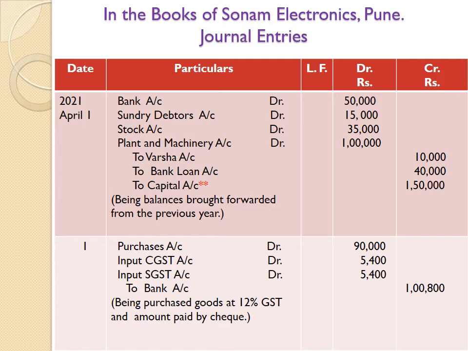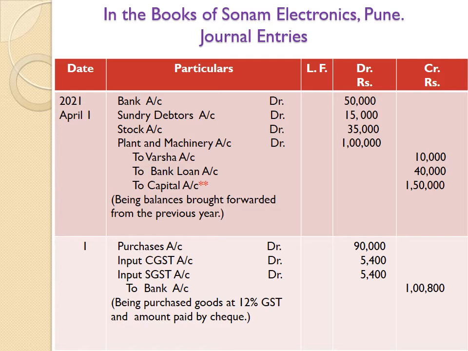The balances having debit balances are debited, the balances having credit balances are credited, and the difference is termed as capital. By considering all these things, we take the journal entry here as: bank account debit 50,000, sundry debtors account debit 15,000, stock account debit 35,000, plant and machinery account debit 1 lakh. Total of these four items came to rupees 2 lakh.